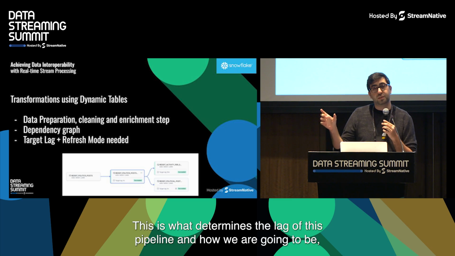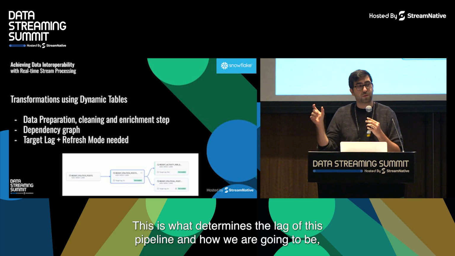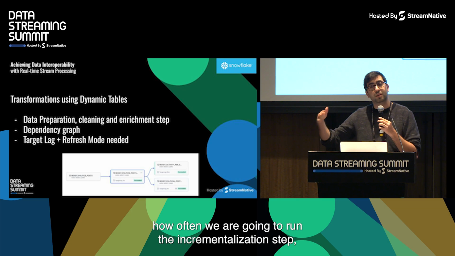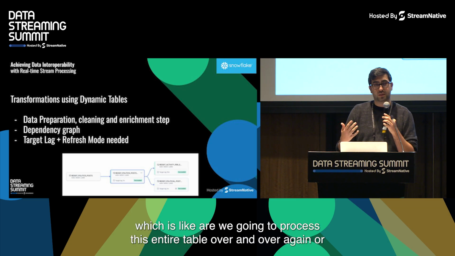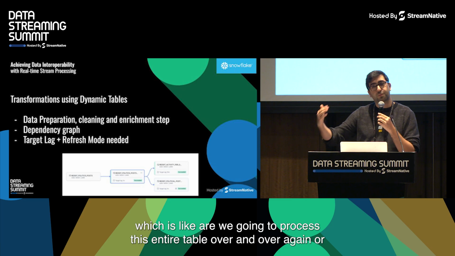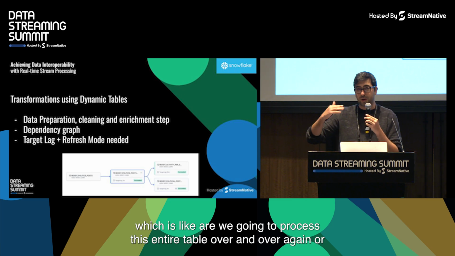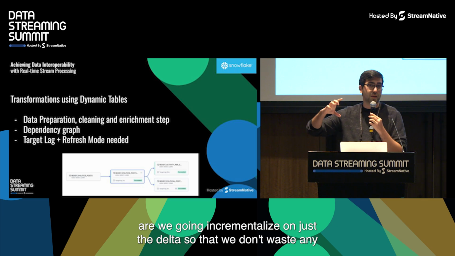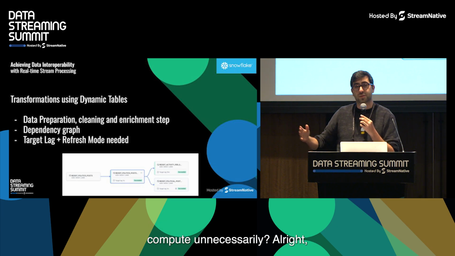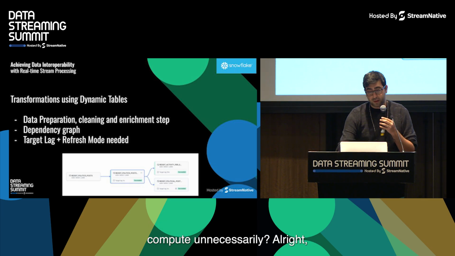This is what determines the lag of this pipeline and how often we're going to run the incrementation step, as well as the refresh mode, which is like, are we going to process this entire table over and over again, or are we going to incrementalize on just the delta so that we don't waste any compute unnecessarily?